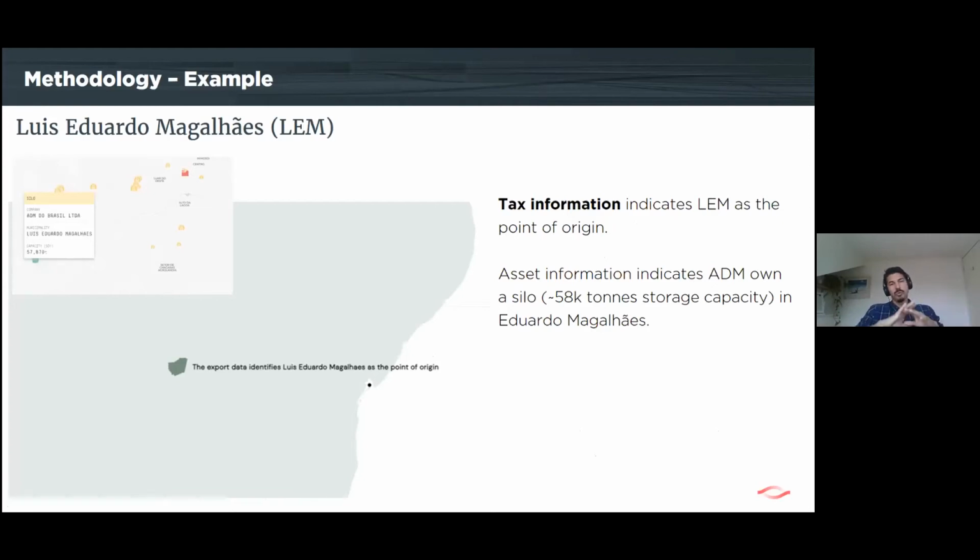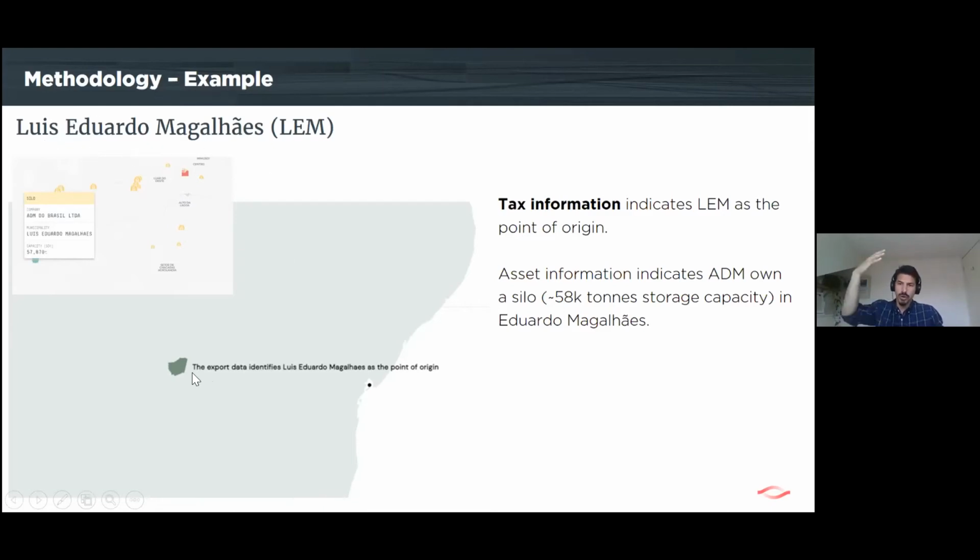So before this step, we obviously have to map all the silos, all the processing facilities, like the crushing facilities in the case of soy, or the storage facilities, and their ownership and the capacity of storage, for example. And in this case, the tax information in the customs declaration indicated that the commodity was last stored in this municipality in Brazil, Luiz Eduardo Magalhães.